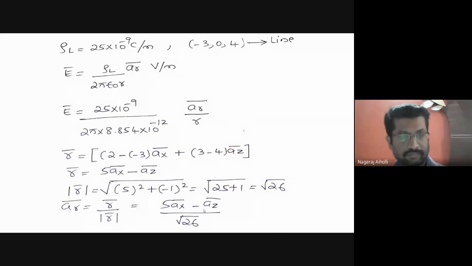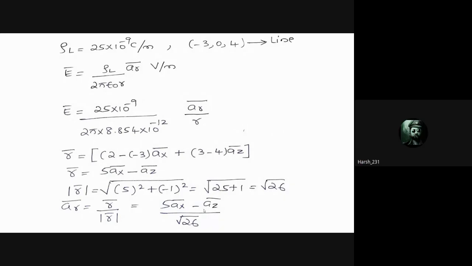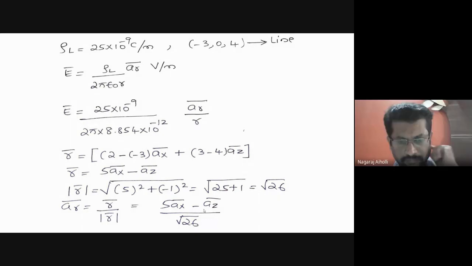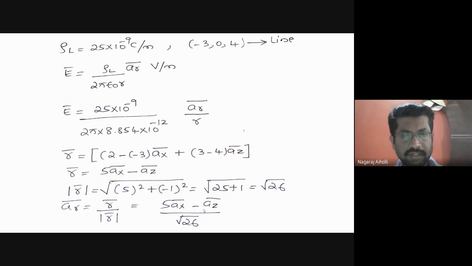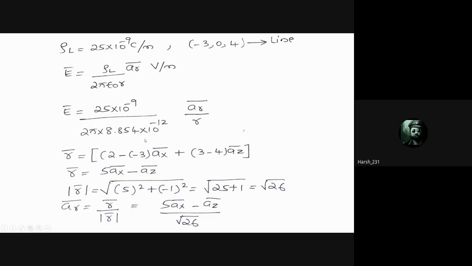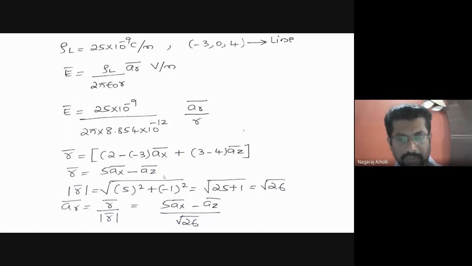Excuse me, sir. Yes, please. The value of ax bar is 0.9805, sir. Ax bar you are telling? Ar bar you are telling? Ar bar is a vector. What value are you telling? Sir, this one, 5ax bar minus az bar by the root 26. Right, no problem.